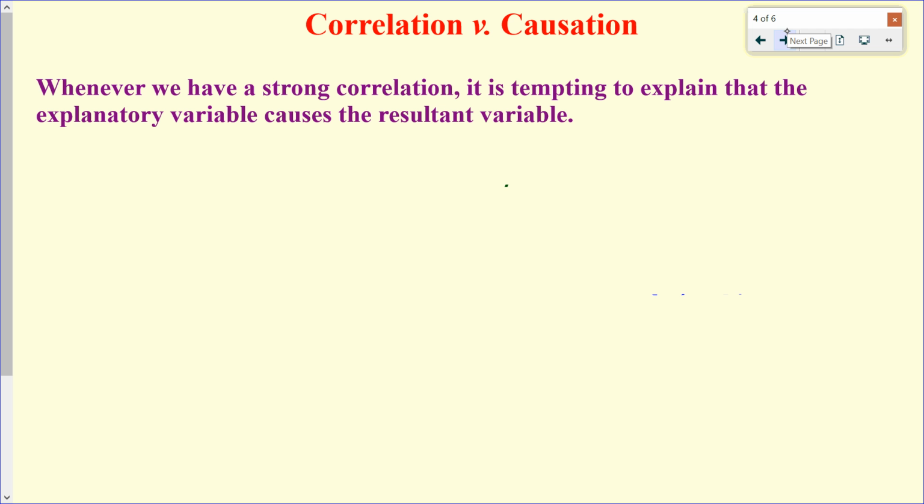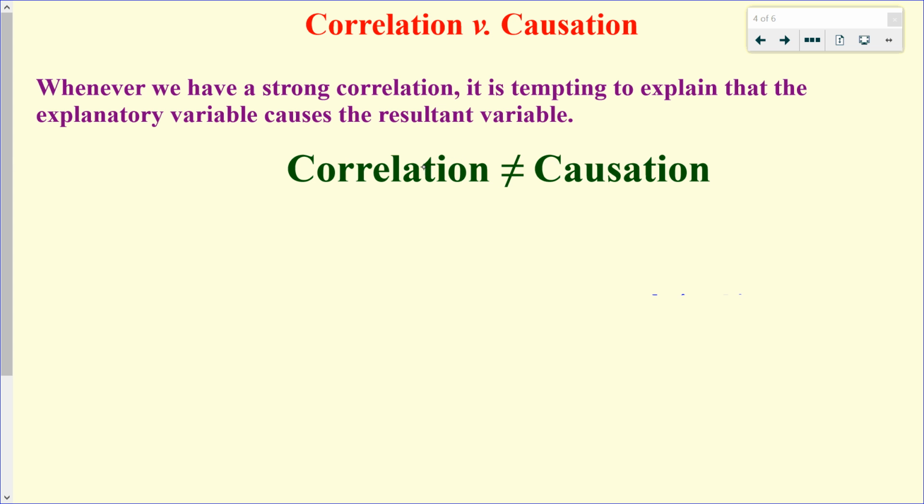Okay, and the last thing, and I know I stressed this before, correlation and causation. Whenever we see, especially when we see a strong correlation, it's tempting to explain that the explanatory variable causes the resultant variable. But understand, correlation does not equal causation. Scatter plots and correlations can never prove causation. I'm not saying causation isn't present, but the correlation in the scatter plot is not the evidence that shows that.